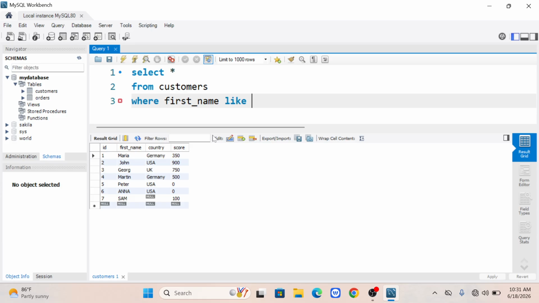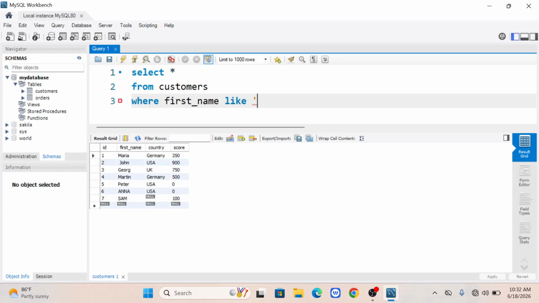Then remember we said percentage. When you put percentage, we are looking for a name that contains R. We don't care what comes before the R and what comes after the R. Like in Maria, you can see that two letters came before the R and another two letters came after the R. We don't care about what comes before and after. What we are after is whether there is an R in the name.